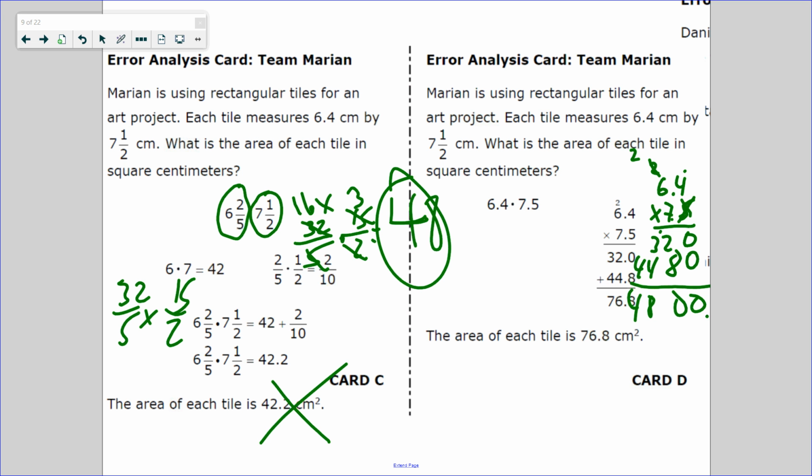oh, jump it 2 places. Oh, they forgot to jump the decimal too. So there are 2 mistakes. They didn't annex a 0, or lay an egg, put a placeholder, and jump the decimal 2 places. So the answer is 48.